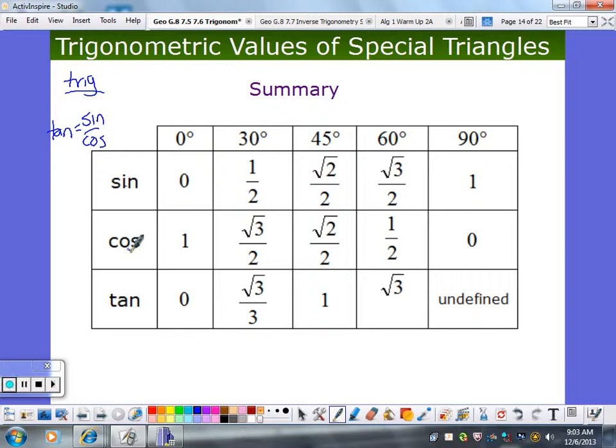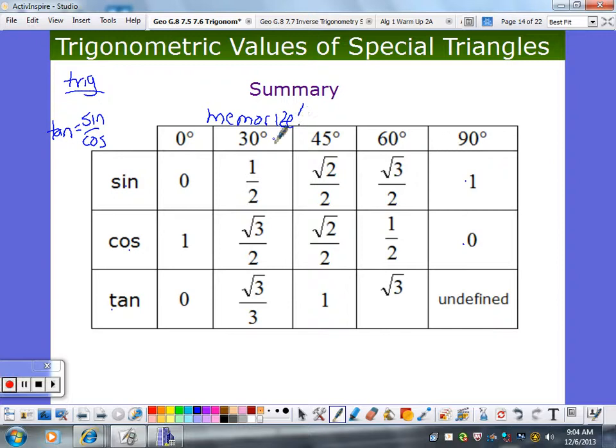But sine over cosine, 0 over 1 is 0. But at 90 degrees, 1 over 0. Oh, wait a minute. 1 over 0? Can I do that? Cannot divide by 0 in mathematics, correct? Are you there? Anybody there? I can't, so it's undefined. We'll learn a lot more about these triangles. You will have to memorize these in that class. You're going to have to know these.